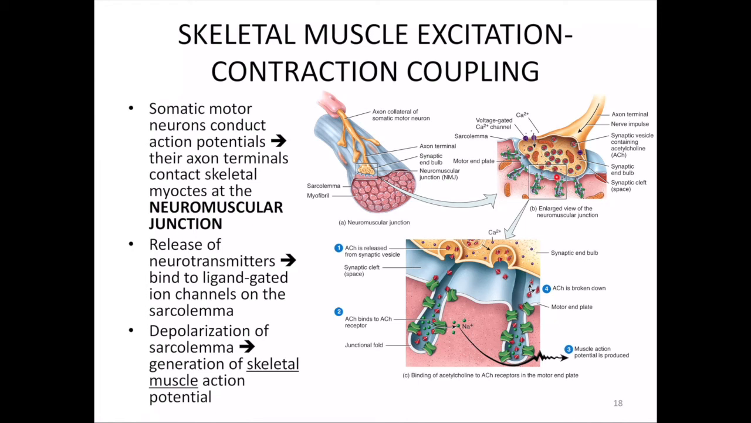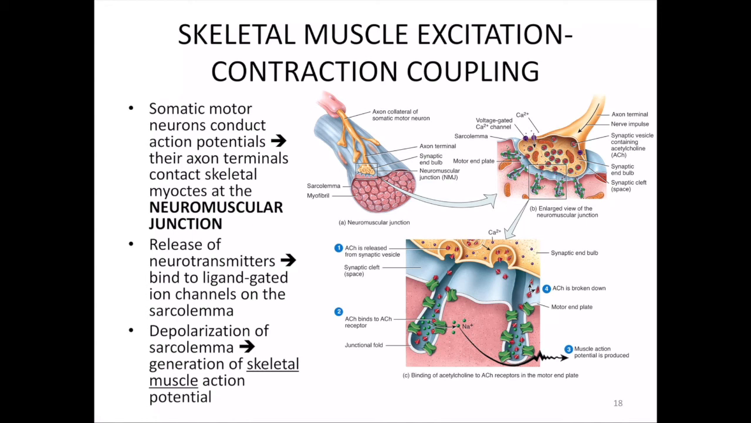And from there, those neurotransmitters are going to bind to ligand-gated ion channels on the sarcolemma. So that's what they're showing you here in green, okay? If we zoom in on this particular portion of the diagram, what we're seeing is the release of neurotransmitters like acetylcholine, and they're going to pass across the synaptic cleft, and they're going to bind to these ligand-gated ion channels.